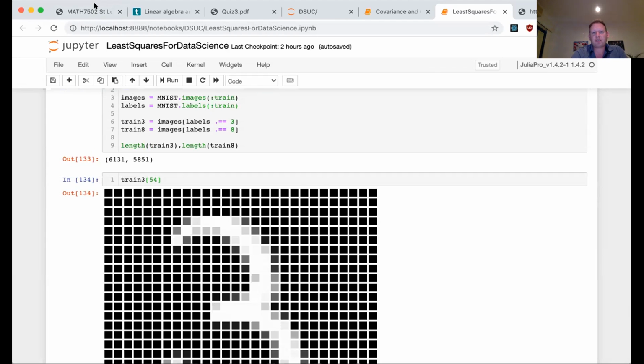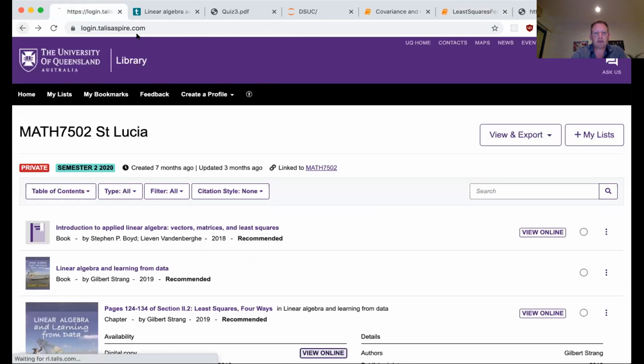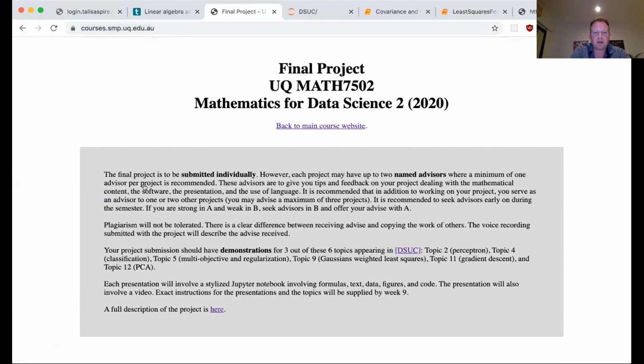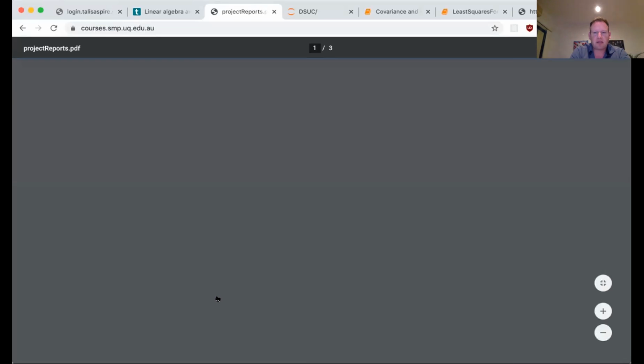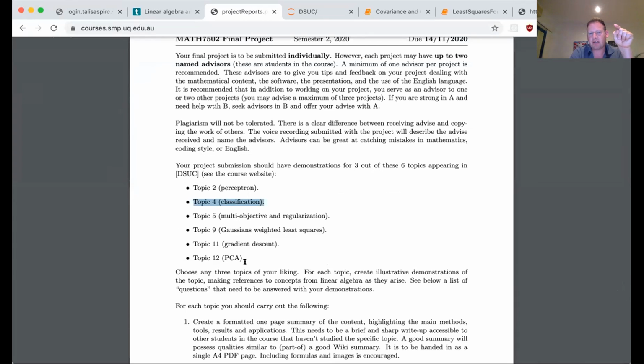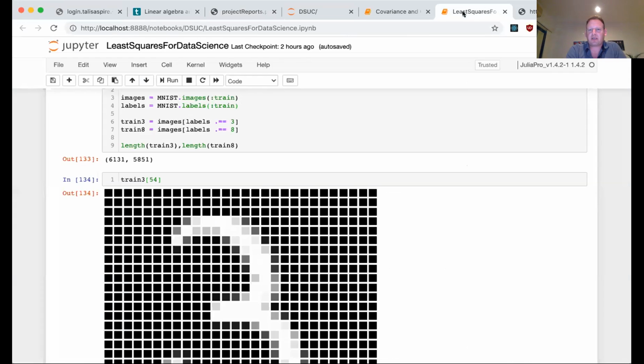But if your final project is on the topic of classification, then what I'm speaking about now is very much related to that. If your final project is on the topic of multi-objective and regularization, topic 5, then that's what we spoke about in the past 45 minutes. So today we're touching both of these. I'll speak about these other topics more in the next lecture. And perceptron, we're pretty much done. But I'll give more insight for the final project in next week's lecture.